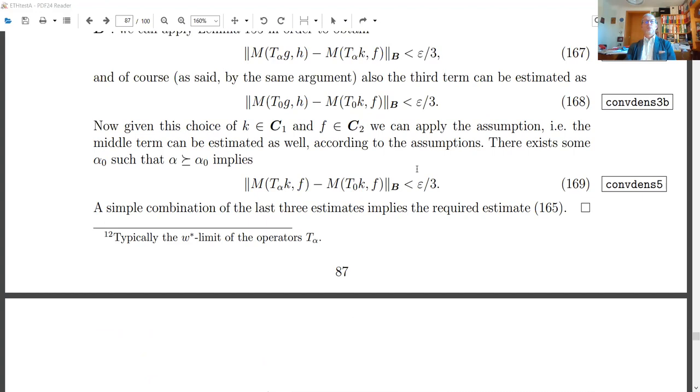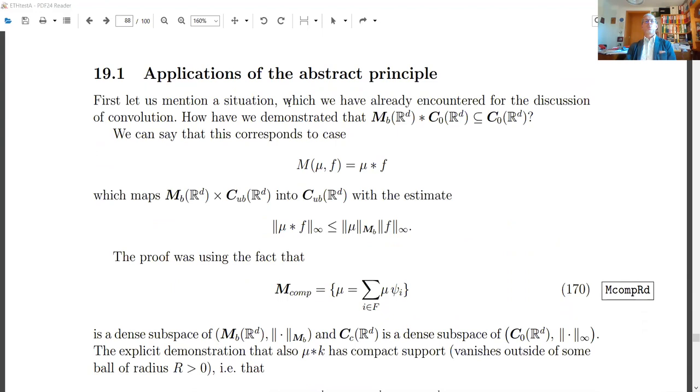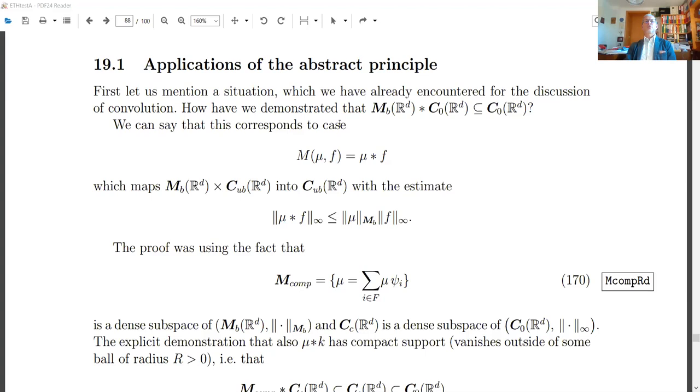So I will have to do some fine tuning of the write up, but essentially you see it's nothing magic done here. It's much more interesting to see where we have used already exactly this kind of strategy. So the first thing is, how did we show that bounded measures act on C0?